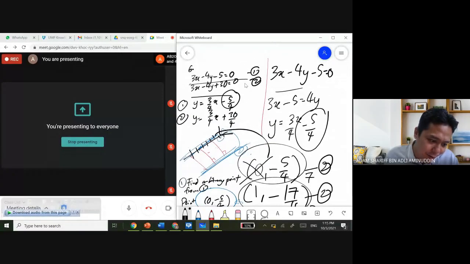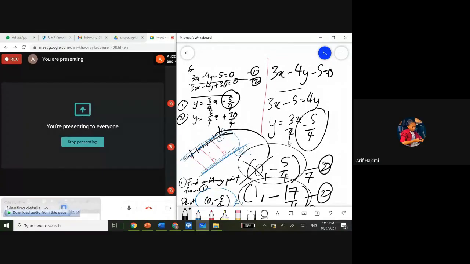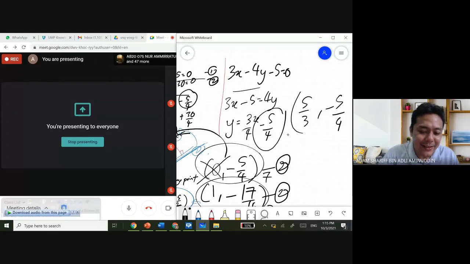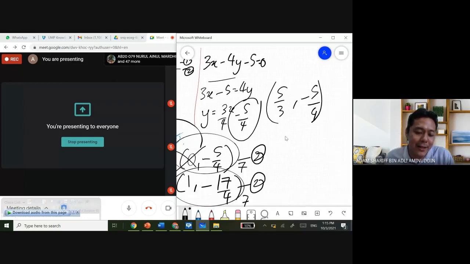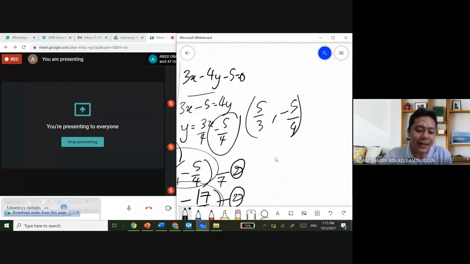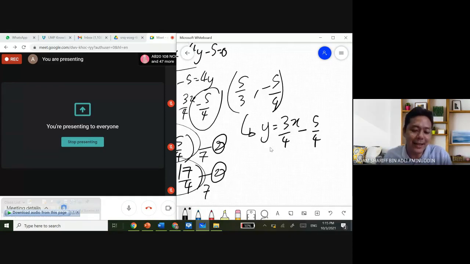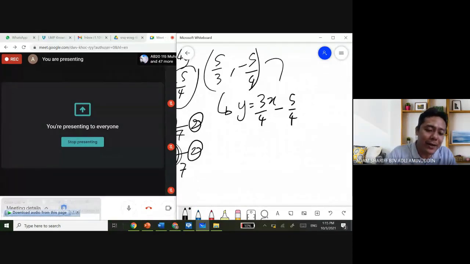Okey, tak apa. Point yang kamu guna tu berapa? X dia 5/3. Lepas tu Y dia sama negatif 5/4. Okey. 5/3 negatif 5/4 ialah point yang dipilih. Adakah point ini berada dalam equation nombor 1? Equation nombor 1 tadi ialah y sama dengan 3x/4 tolak 5/4. Saya nak tengok ni betul ke tak. Kita test je lah.